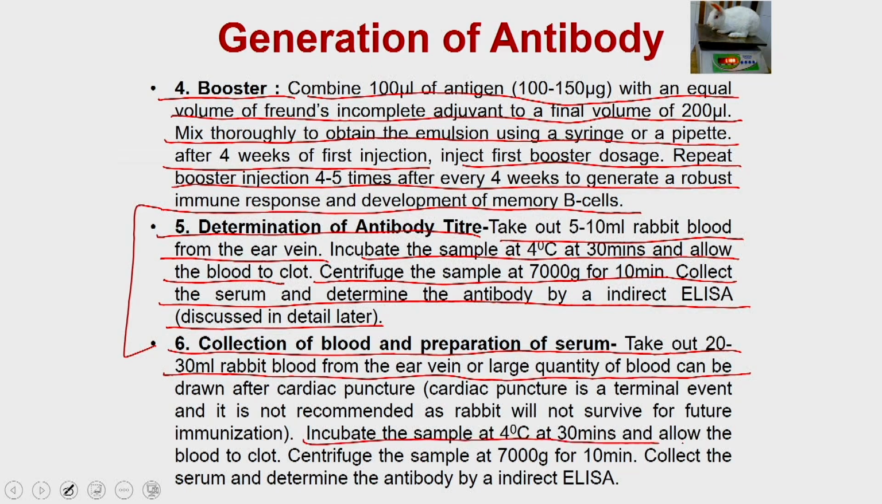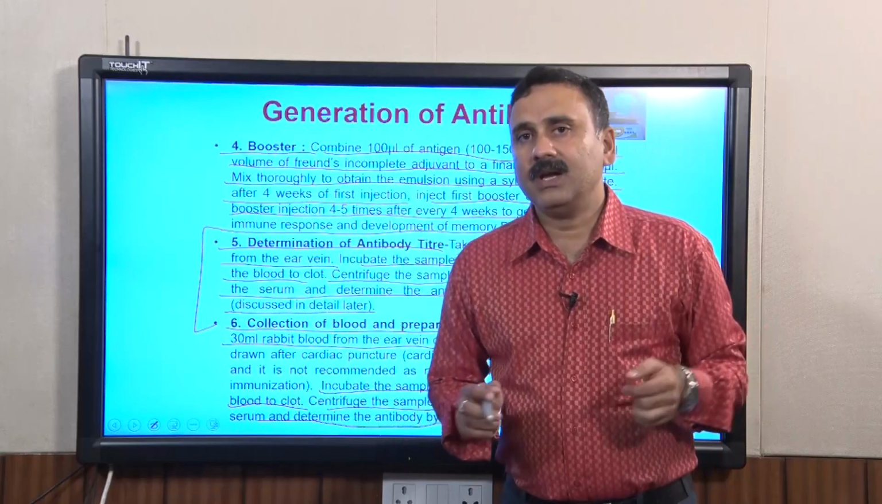Incubate the samples at 4 degrees and allow the blood to clot, then centrifuge the sample, and that is how you are going to get a large quantity of serum. Again, you can determine the level of antibodies using the indirect ELISA.